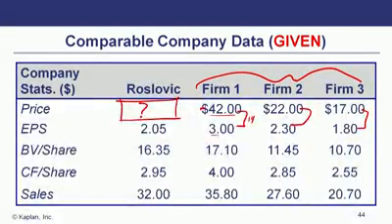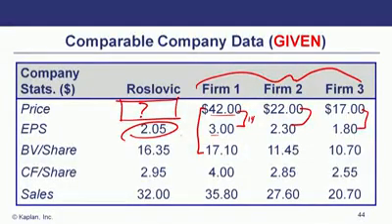Then I could take this price and I could divide it by the book value per share and get a price to book. Okay, so that would be, for firm 1, do that for 2 and 3. Then I could take the price, divide it by cash flow, the price divided by sales. So I'm going to get a price to earnings, price to book, price to cash flow, price to sales ratio for each of the comparable firms. Across those comparable firms, I'm going to add them together and divide by 3 to get the mean. And then, once I've done all that, well, once I know the PE ratio, okay, I know the earnings of Roslovic, it's 205.